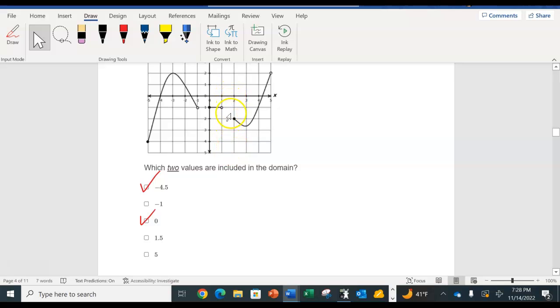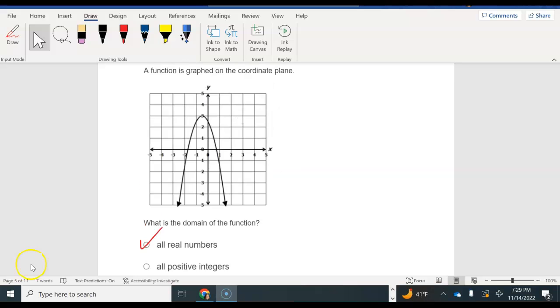1.5 is between 1 and 2. You can see there's no line at all. There's a gap between 1 and 2, so that one is not included. And if you look at 5, over here at 5, the line stops at 5 with an open circle. Again, open means it's not included. So the only two that are included are -4.5 and 0. Again, just trying to find the x's that are solid or continuous at those points.